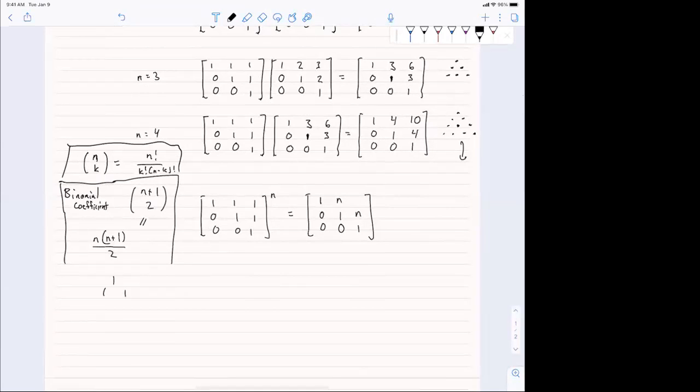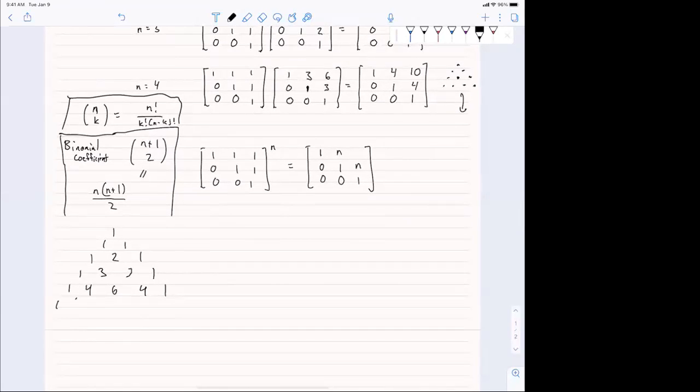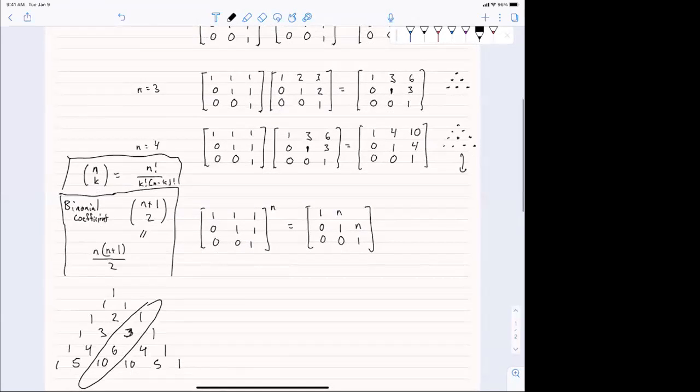You can build Pascal's triangle like thus, and you'll start seeing these numbers appear. In fact, if you look along the second diagonal row, right here, you'll notice that pattern: 1, 3, 6, 10. This is the one we've got here. All of these binomial coefficients actually sit in this Pascal triangle. Really beautiful subject.